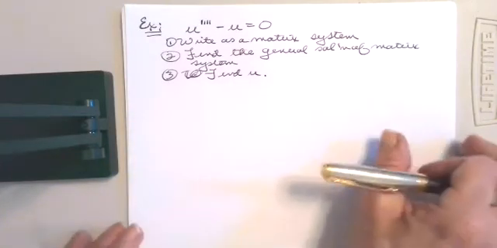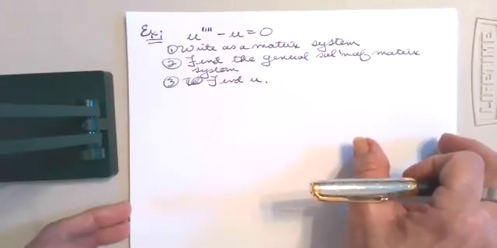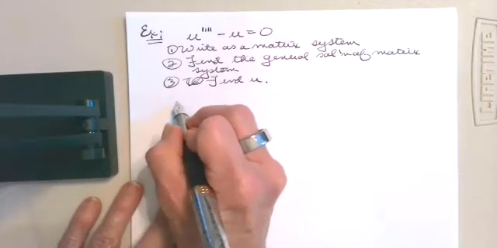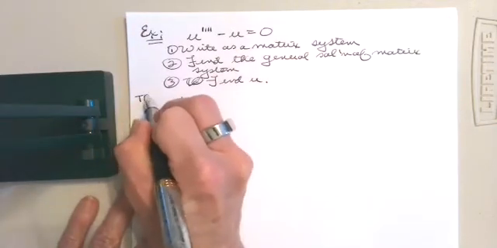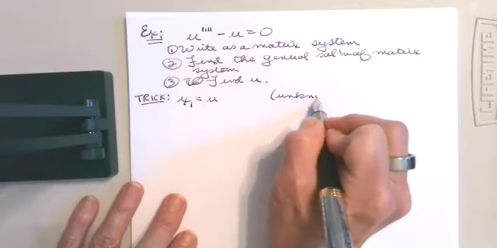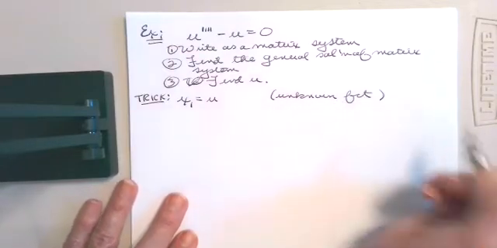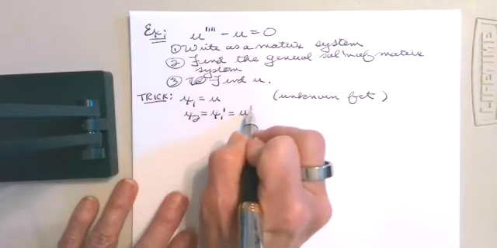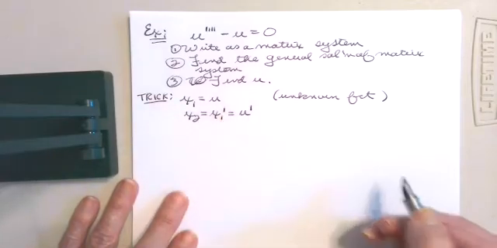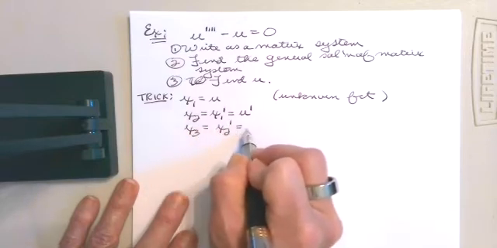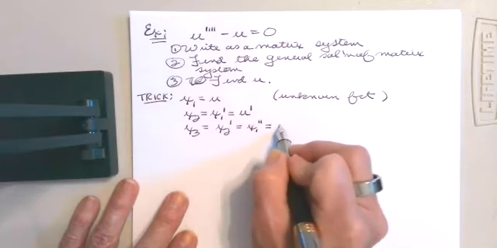Okay. So there's basically a set trick to doing these higher order equations when you're handed one higher order equation and you just say, write it as a matrix system. Here's the trick. You take x1 to be the unknown function. And then you take x2 to be x1 prime, which is u prime by the top line. And x3 to be x2 prime, which is x1 double prime, which is u double prime.